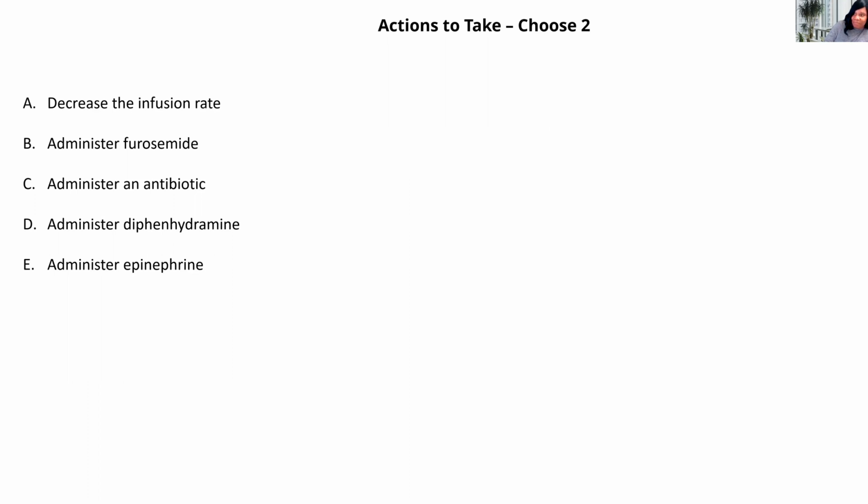So I'm going to say A is decrease. You're going to either decrease it. I don't know why they haven't stopped it, but decrease the infusion rate and then administer the diuretic to get their fluid out is what I would say. Okay. You're on a roll.